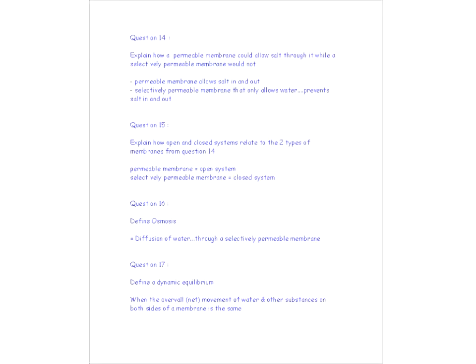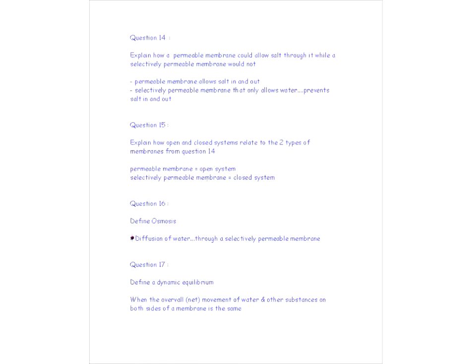So, question 14, explain how a permeable membrane could allow salt through it while a selectively permeable membrane would not. Okay, so a permeable membrane allows salt in and out. A selectively permeable membrane that only selects for water would prevent salt from moving in and out. Next question, explain how open and closed systems relate to the 2 types of membranes from the last question. A permeable membrane would be an open system. A selectively permeable membrane would be a closed system.